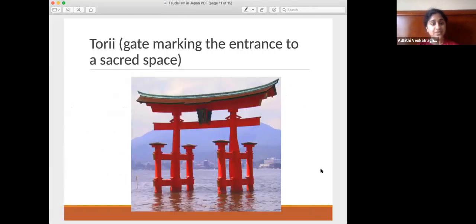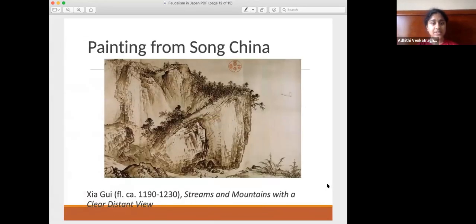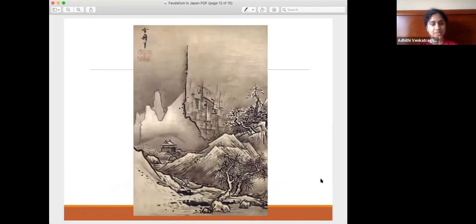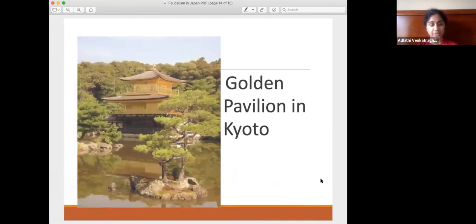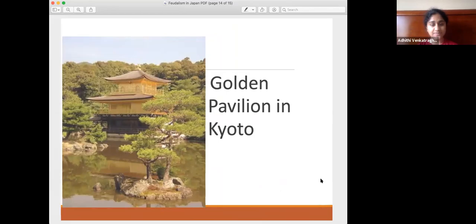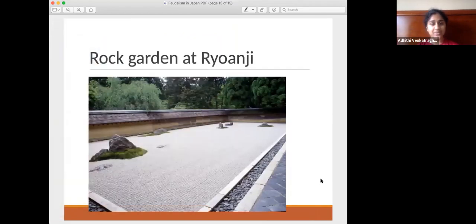This is a famous landmark, the torii, the gate marking the entrance to a sacred space. Here's a painting from Song China that we've seen. It's streams and mountains with a clear, distant view. Some more art. The Golden Pavilion in Kyoto, also a very popular tourist spot, very popular landmark. The Rock Garden at Ryoanji. Look at the way it's presented. All right. So now that we've got that, we're going to move on to the Mongols.